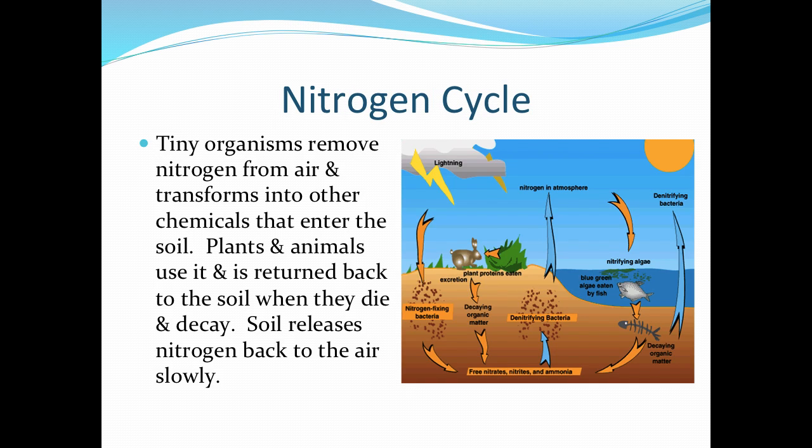Nitrogen cycle. This is where tiny organisms remove nitrogen from the air and transform it into other chemicals that enter the soil. Plants and animals use it, and it is returned back to the soil when they die and decay. Soil releases the nitrogen back into the air slowly.